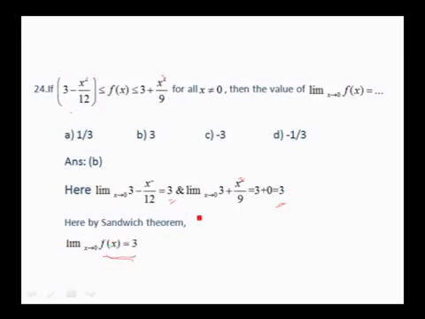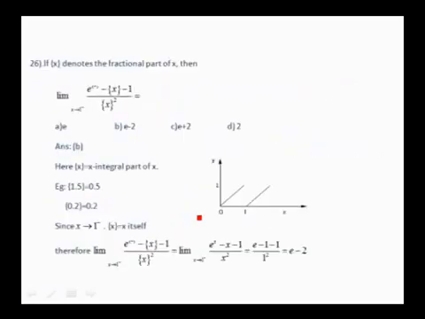Sandwich theorem nalli ee hx, fx, gx idre hx as x tends to 0 is L and gx as x tends to 0 is L, then fx also as x tends to 0 is L. ಆ ಮೂರು ಈಕ್ವಲ್ ಆಗಿರುತ್ತೆ ಅಂತ. ಸೊ ಆನ್ಸರ್ ಈಸ್ 3.